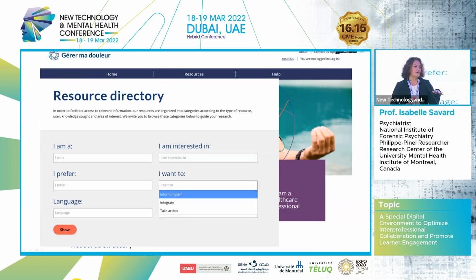So the patient can specify if he wants to just get information about the sickness, or if he wants to take action and develop different strategies to self-manage the sickness.